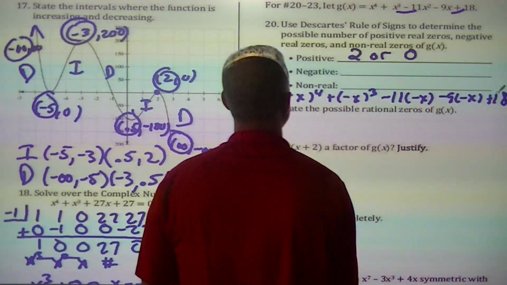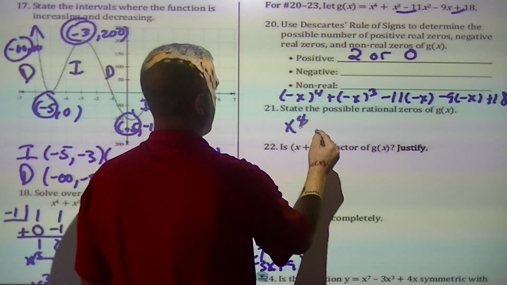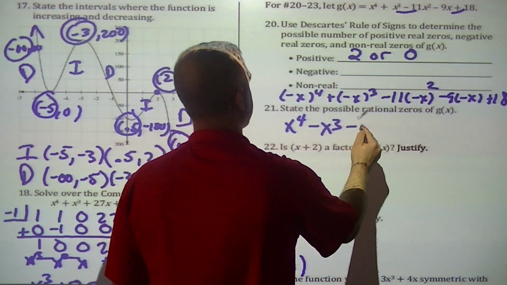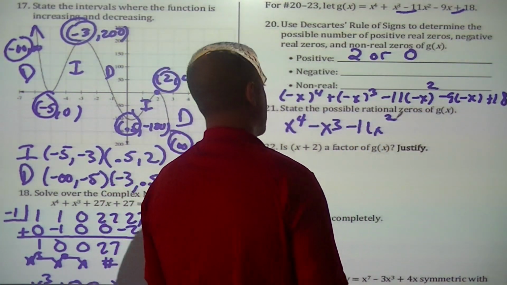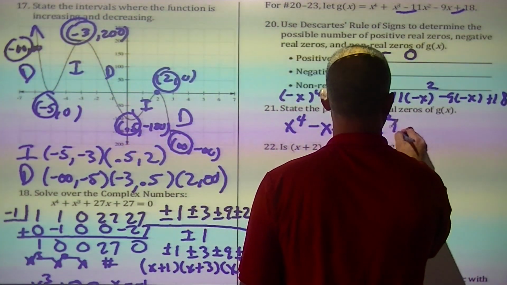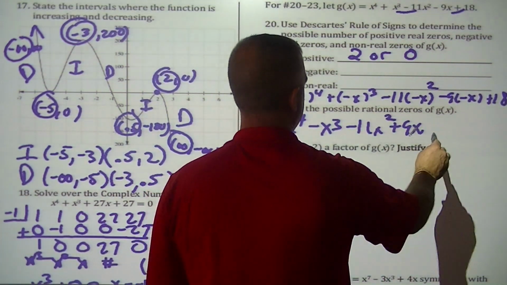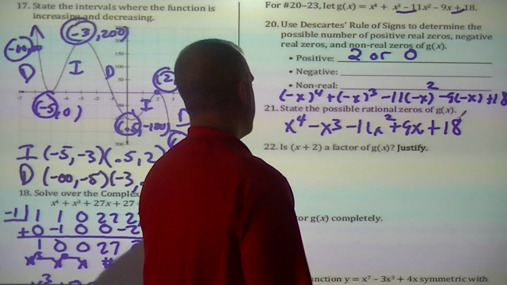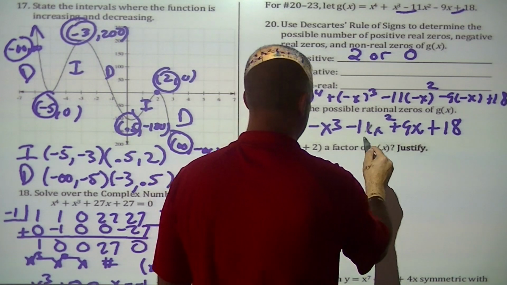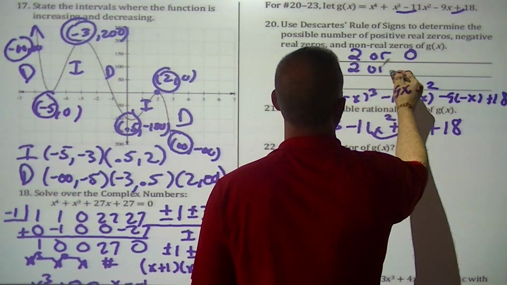Okay, so what's going to happen there, and I'll erase this in a second, that will stay x to the 4th, that will change. This, because it's squared, will stay the same. And this will change. Okay, all right, and then this will stay the same. So if I look at the number of sign changes, here's 1, here's 1, here's 2, so there's 2, so 2 or 0.